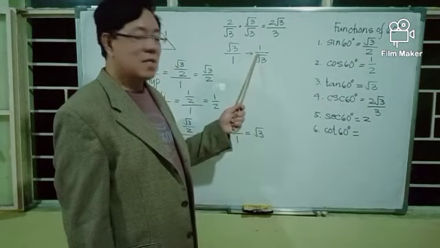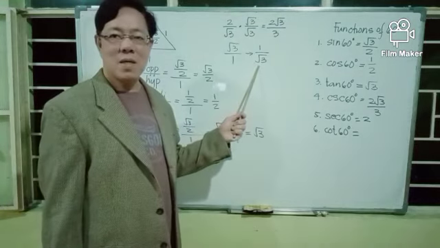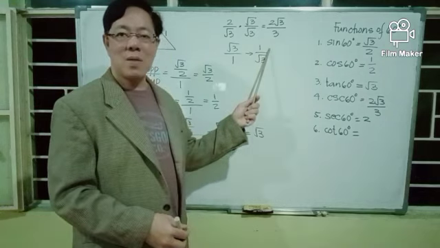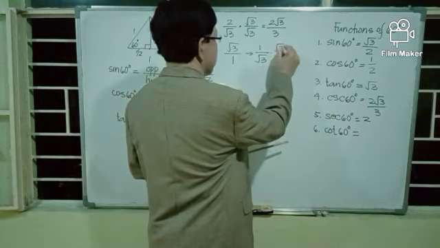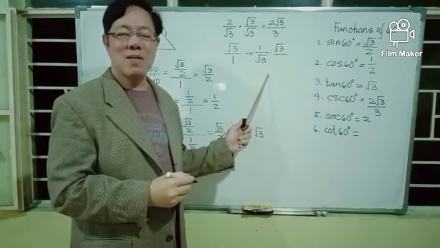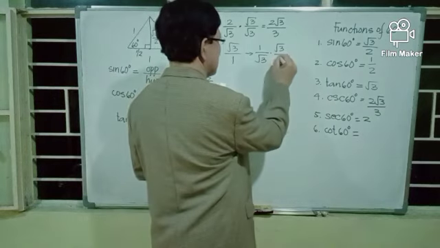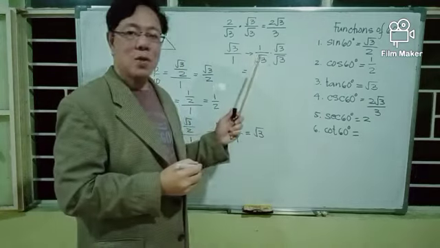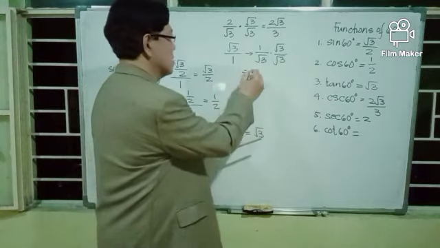But we rationalize the denominator to remove the radical sign from square root of 3 by multiplying the numerator 1 by square root of 3 and multiplying the denominator square root of 3 by square root of 3. In the numerator, we have 1 multiplied by square root of 3, which is square root of 3.